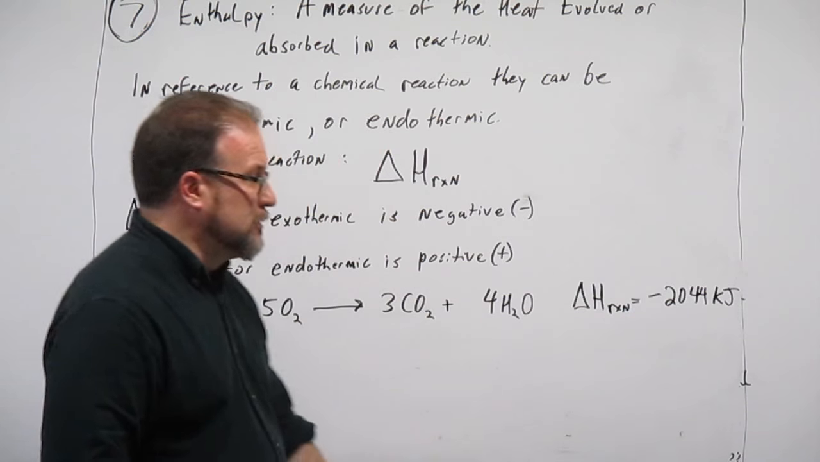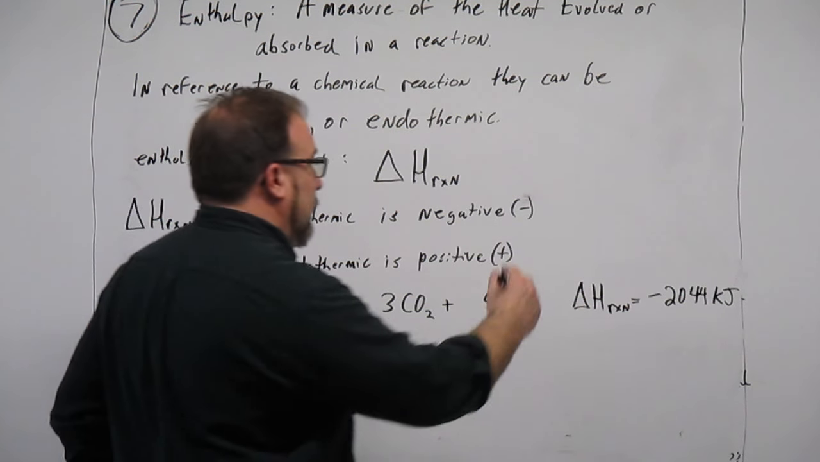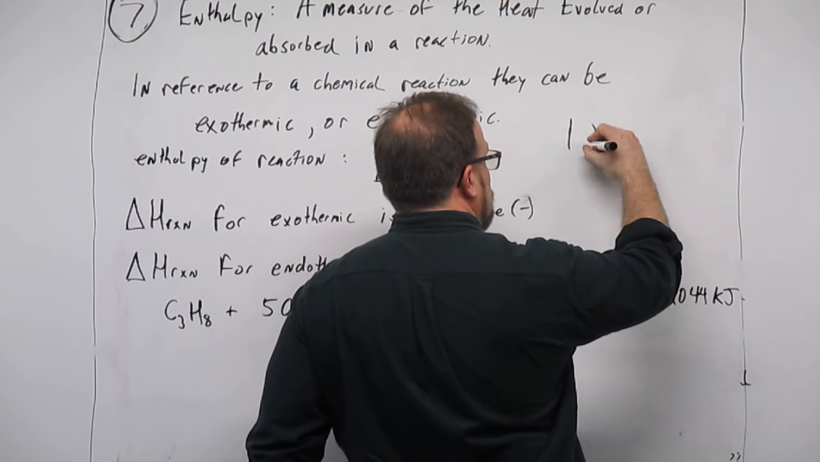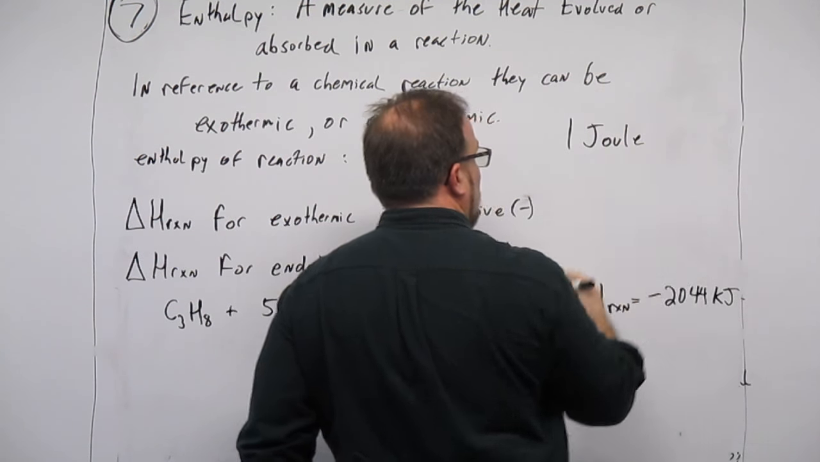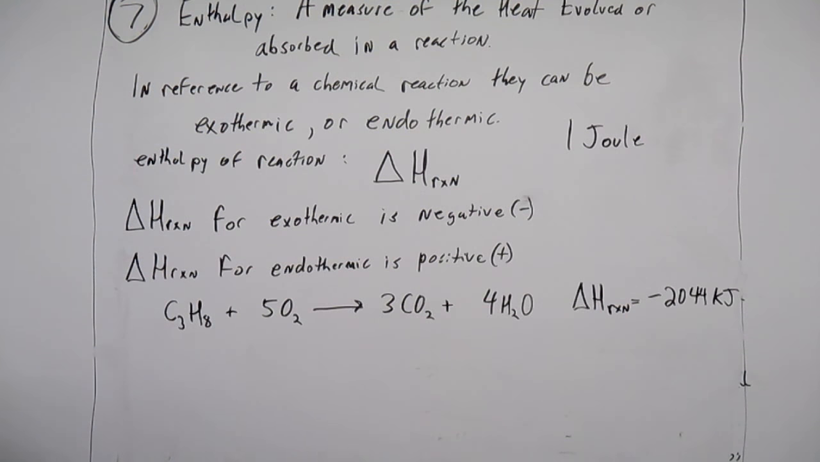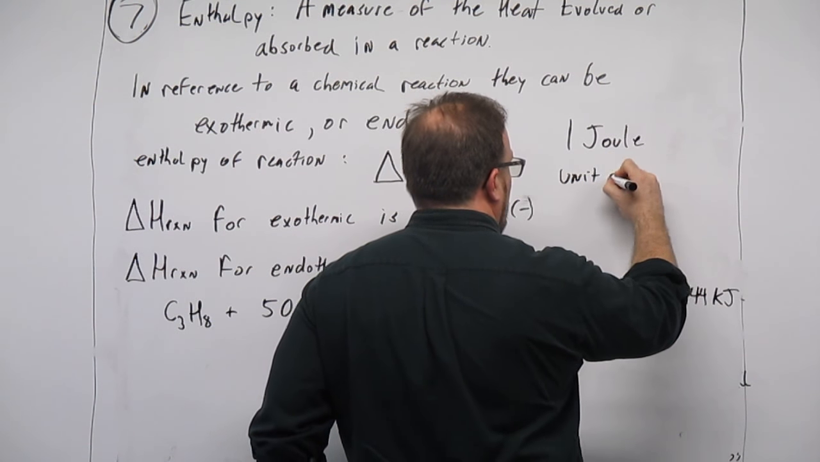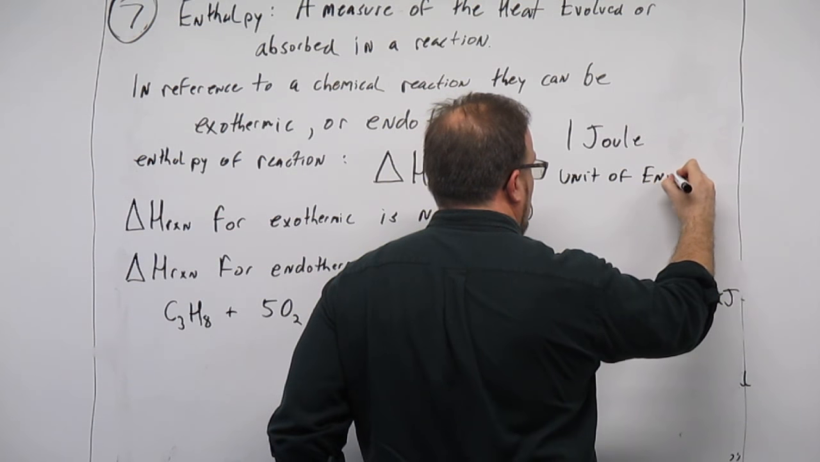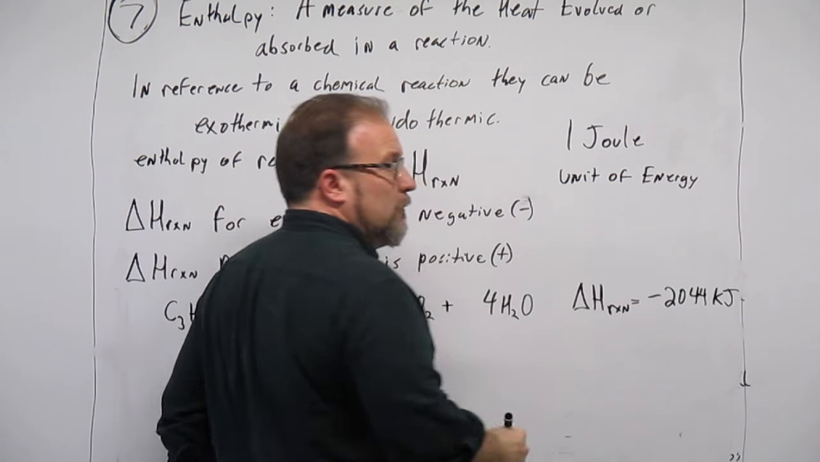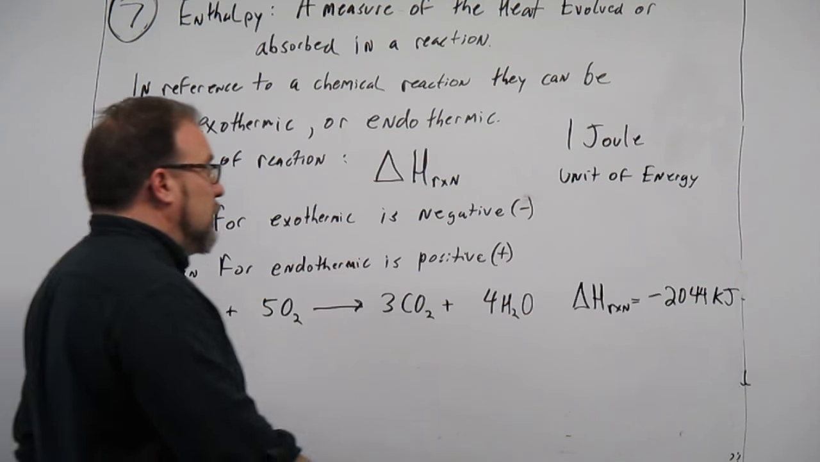Now, what is his question? What's a joule? A joule is a unit of energy, and it's spelled like this, okay? Joule, named after James Joule, who messed around with this stuff. So 1 joule is a unit of energy. It can be used for not just heat, but also for mechanical energy. It can be used for electrical energy even, okay?